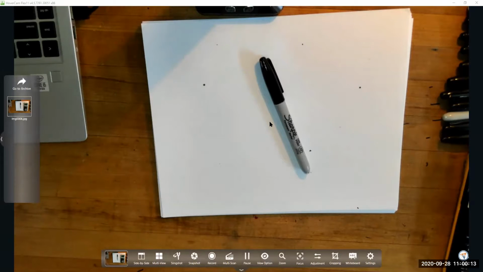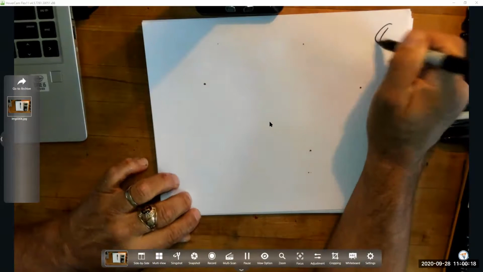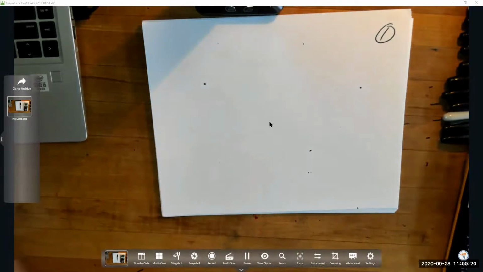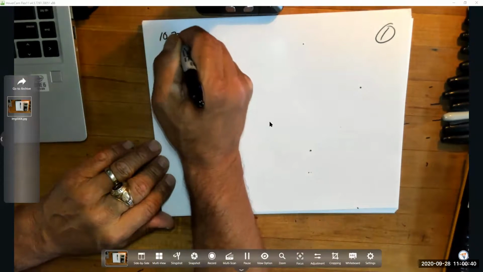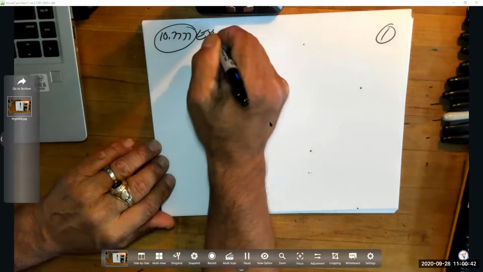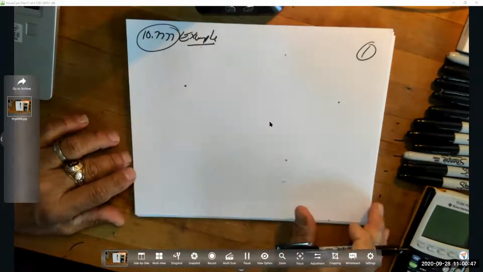Right, let's see. It's good. I'm gonna do the ones that have graphing stuff on them because I'm assuming the machines should be okay. So I'm gonna start with problem number 10, and I'll show you how. Let me do the example first, 10.777. Let's do it that way.